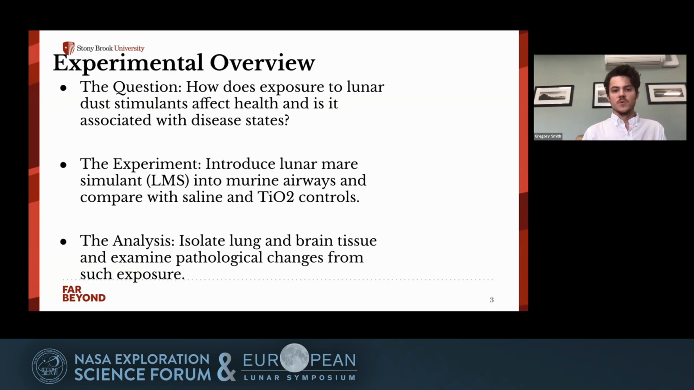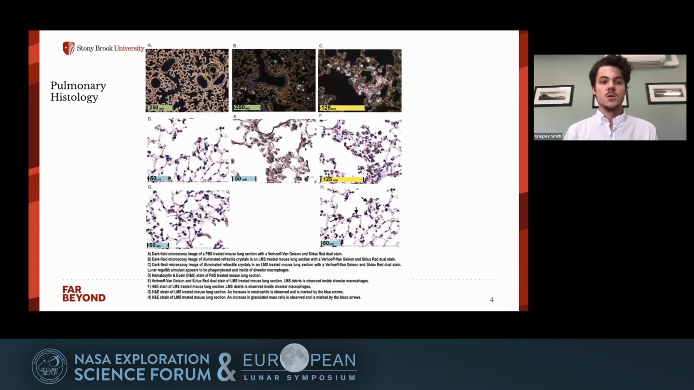So the experimental overview: how do the lunar dust simulants affect health? Is it associated with disease? To answer this question, I took lunar dust simulant, the lunar Mars simulant, introduced it into mouse airways and compared it with saline and titanium dioxide controls, then took out brain and lung tissue and had them assessed for any pathological changes. So this is what lung slides look like under the microscope.